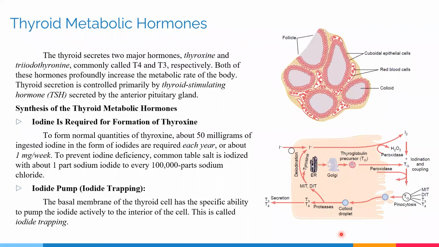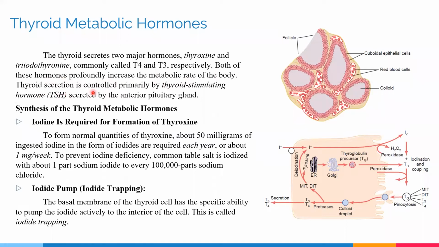Next, we move on from the pituitary gland and its hormones to other glands in the body, starting with the thyroid gland and thyroid metabolic hormones. The thyroid secretes two major hormones, thyroxine and triiodothyronine, commonly called T4 and T3 respectively. Both of these hormones profoundly increase the metabolic rate of the body.